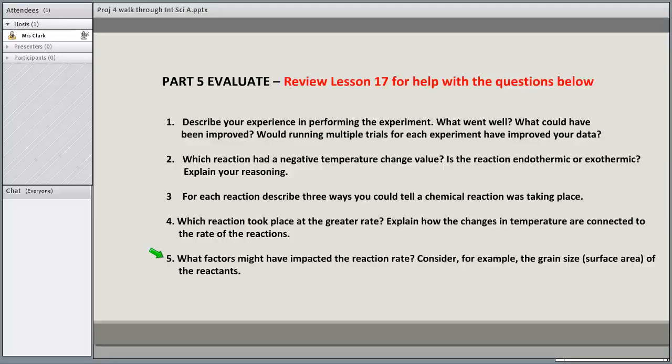Then once you've got that all filled out, make sure your answers are saved to your document, and then in lesson 20 you will upload this document. If you have questions, please contact your teacher as soon as possible. If you're having any difficulties with this, contact your teacher for help.